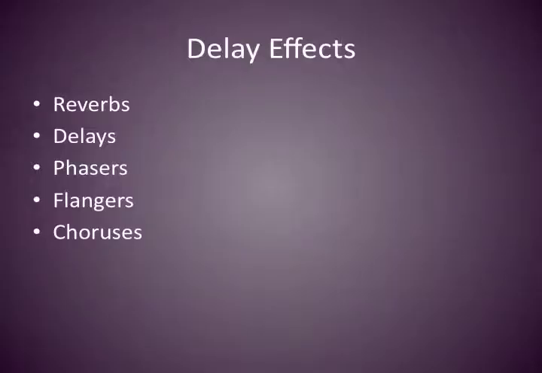Next, we will look at delay effects. Some examples of delay effects are reverbs, delays, phasers, flangers, and choruses. All of these DSPs affect the propagation and timing of a sound source. Delay effects are a great way to create a space in your mix. One great tool for creating space is our reverb effect. Let's briefly look at our reverb in my Pro Tools 8 DAW.